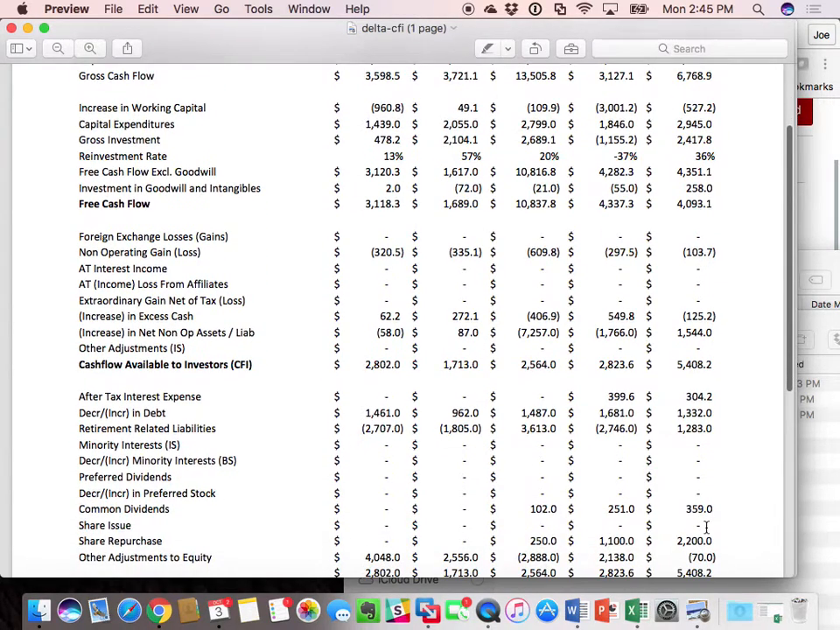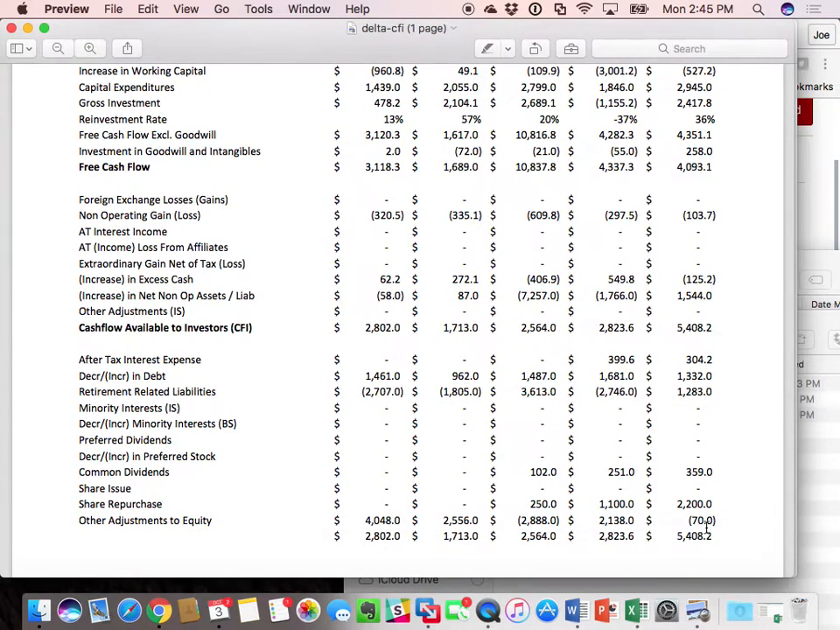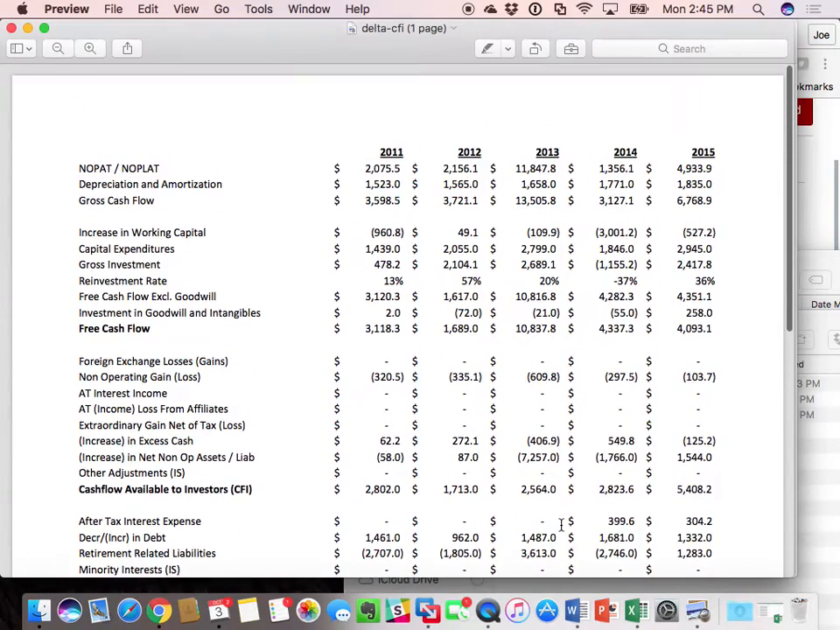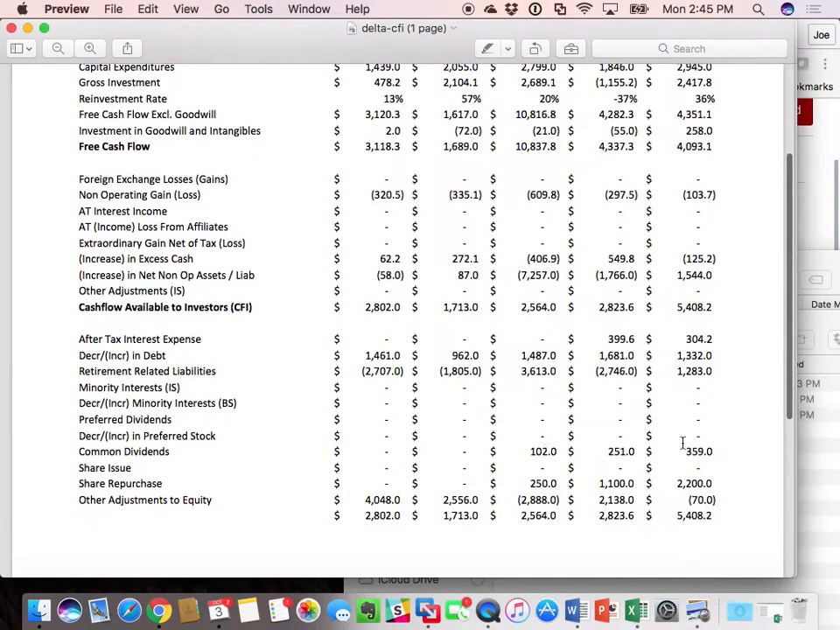But over time, Delta has been relying on not funding its pension to basically help its cash flow. It's basically borrowing money from its employees by not giving the money to its employees immediately. All right? Started paying dividends. What year? 2013, $100 million. Then 2014, $251 million. 2015, $359 million. But what they really started doing, as he said earlier, was they started buying back a lot of stock. $250 million up to $2.2 billion worth of stock repurchased last year.